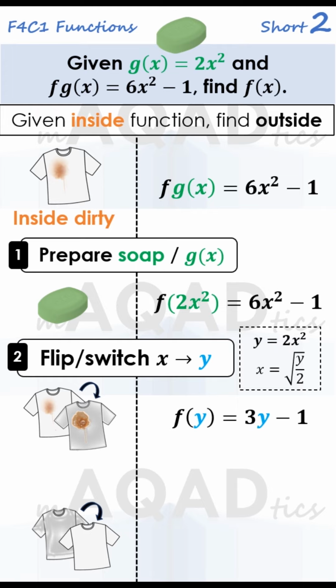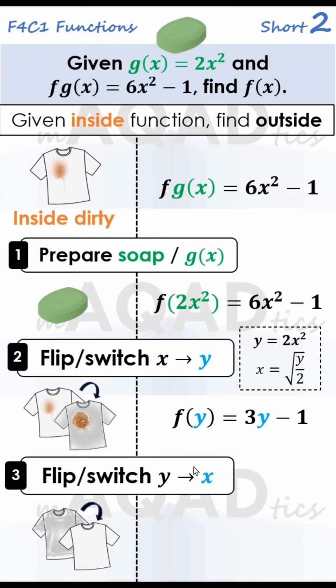Then for the third step, which is to flip the shirt back again, meaning for y, we need to change it back to x.